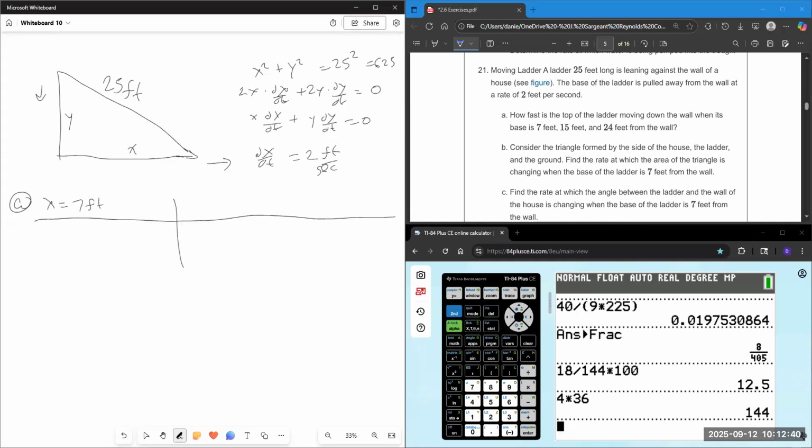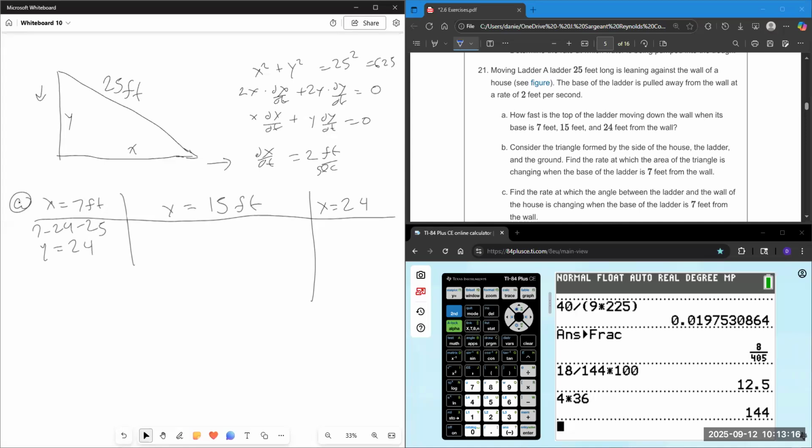Now these all make special right triangles, and I'm just going to assume that you can do the Pythagorean theorem yourself to do what I'm about to tell you, that these are special right triangles. So this is a 7, 24, 25 right triangle that you may have learned about. That's a special Pythagorean triple. So that means that my y is 24.